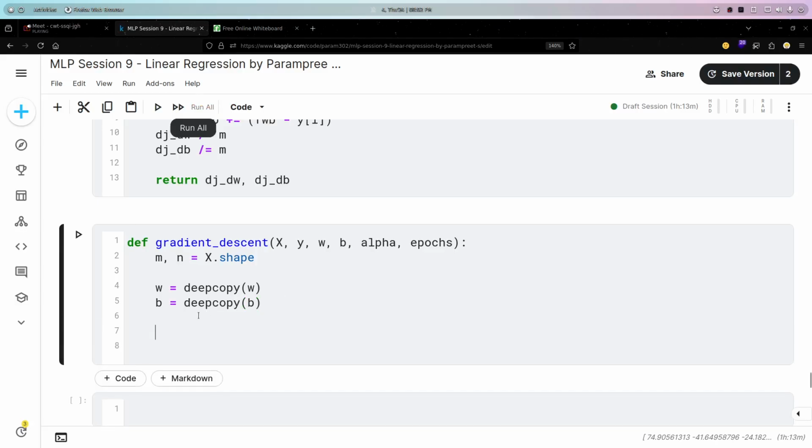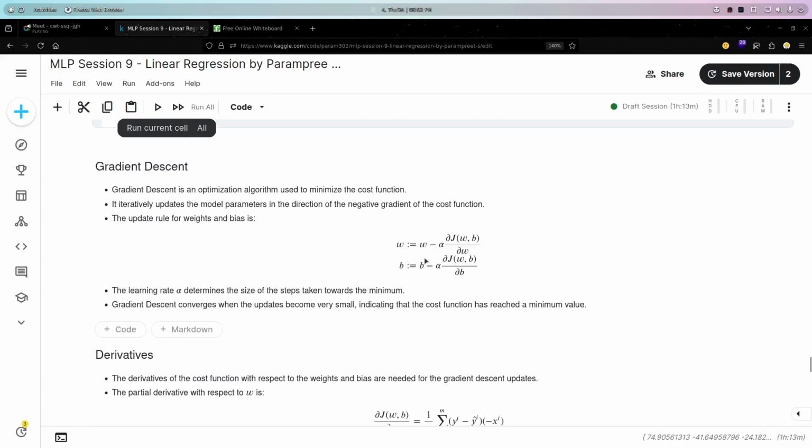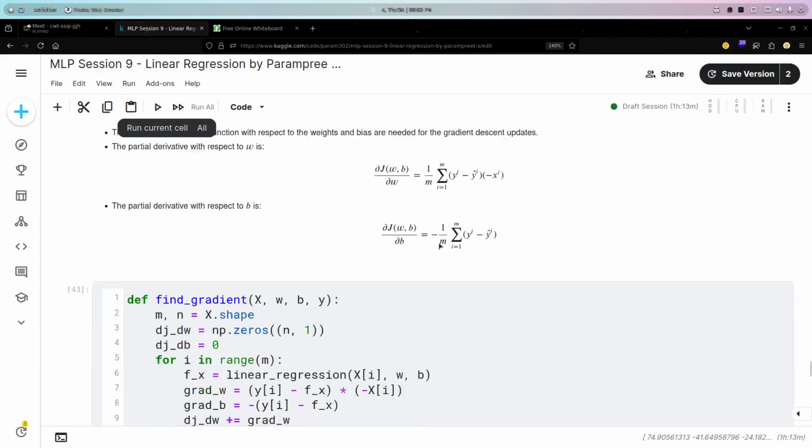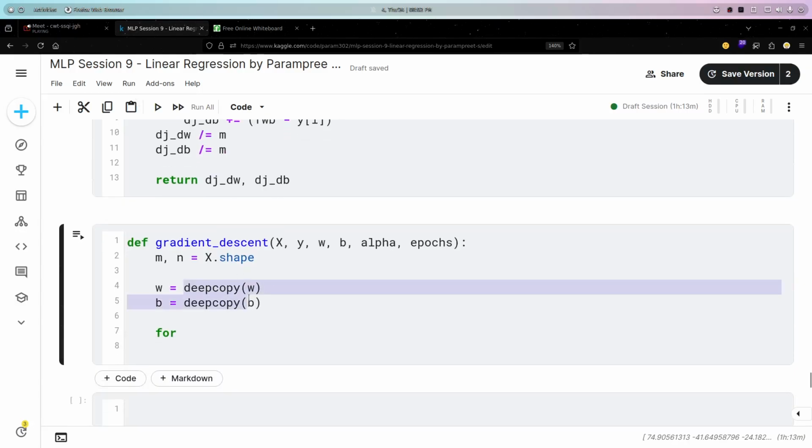Come again, sir. This deepcopy, yes. This deepcopy is for copying the weights and bias, and we have to change the weights and bias. Basically we have to update the weights and bias here according to the gradient descent. So that we don't change the original weights and bias, that's why I am creating a copy of it.